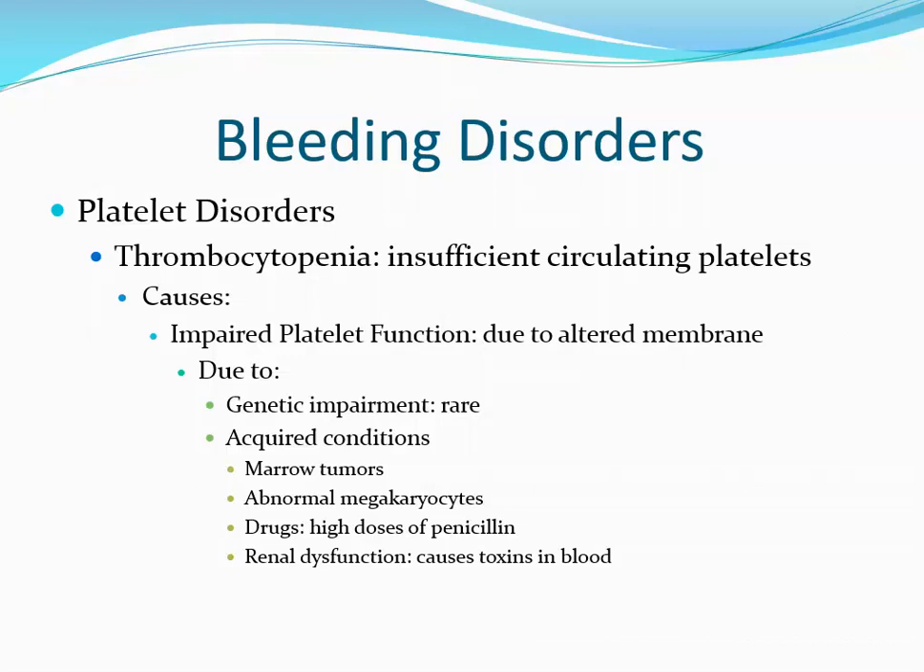It could be a bone marrow tumor. It could be an abnormal megakaryocyte. This is the precursor cell that gives rise to the platelets. High doses of penicillin have been shown to alter platelets, and renal dysfunction, which causes the buildup of toxins in the blood, and these cause the damage to the platelets.